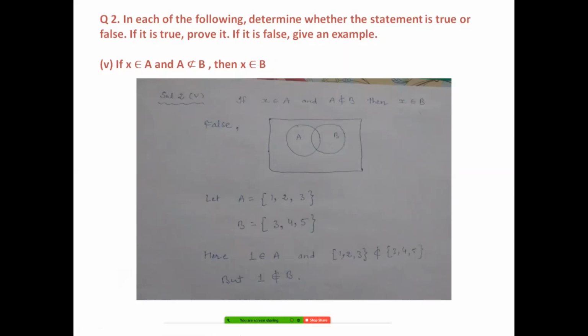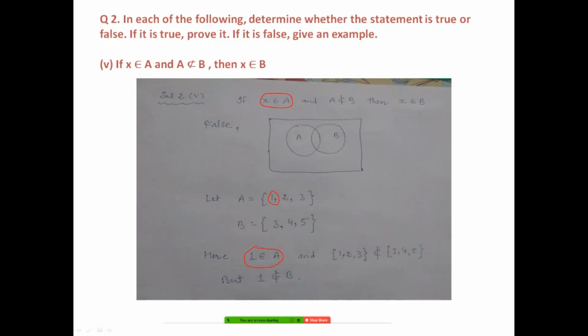Part number 5: if X belongs to A and A is not a subset of B, then X belongs to B. Suppose 1 is X, so 1 belongs to A. In this example, A is equal to {1, 2, 3}, B is equal to {3, 4, 5}. 1 belongs to set A, and A is not a subset of B, meaning B does not contain all the elements of A.